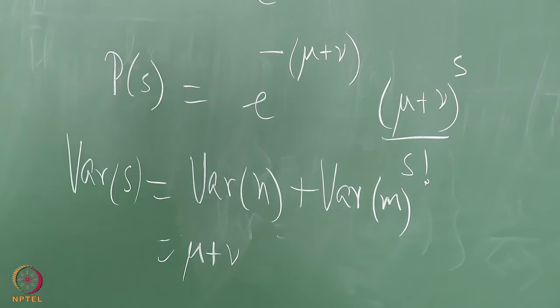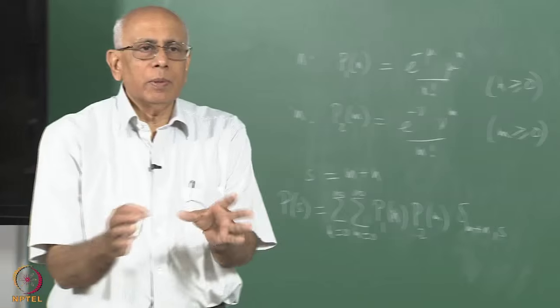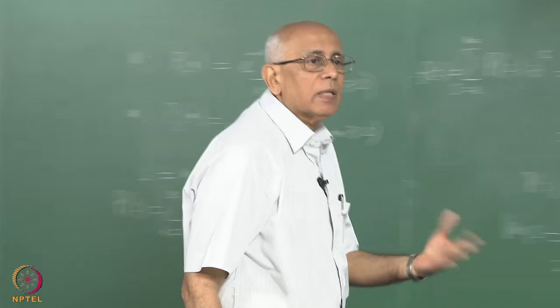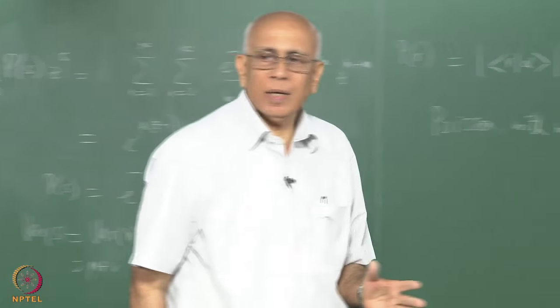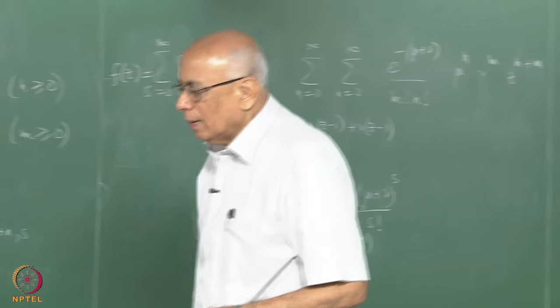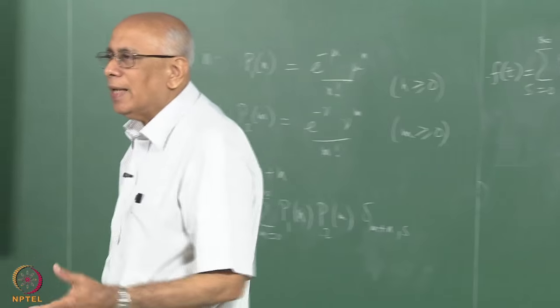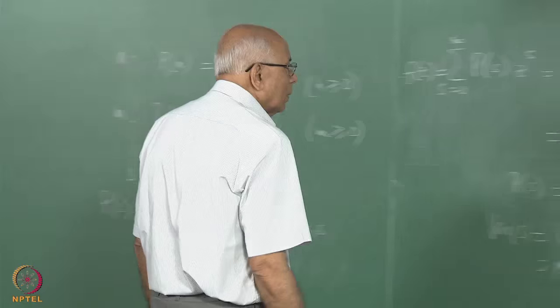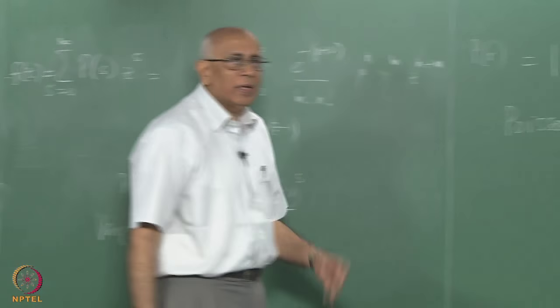Incidentally, one can show ab initio that if you have two random variables which are independent of each other, statistically independent of each other, their variances must add up. Their means must definitely add up. That's a trivial thing to show. But the variances also add up. Why is that? Why do I say that the variances add up?